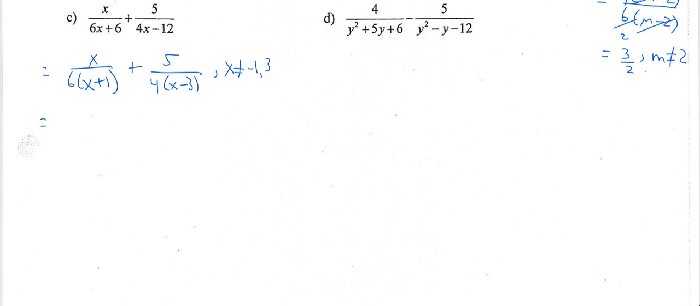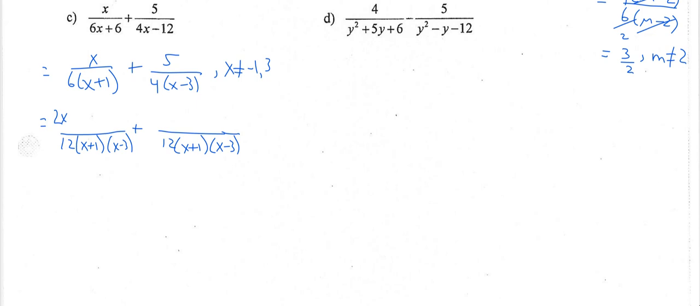Okay, now common denominator. From the 6 and the 4, my lowest common denominator will be 12. I need an x plus 1 for the first fraction. I also need an x minus 3 for the second fraction. So my common denominator will have to include all of them. And so now what do I multiply the numerator by? So this should be multiplied by 2 to go from 6 to 12.